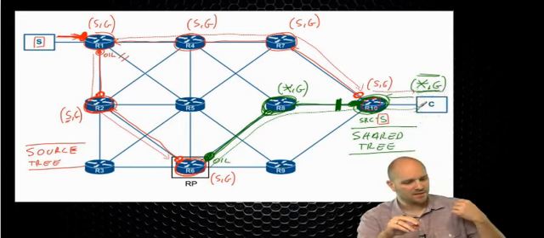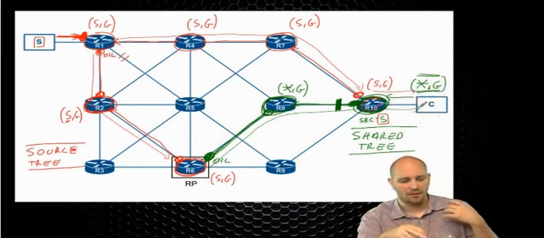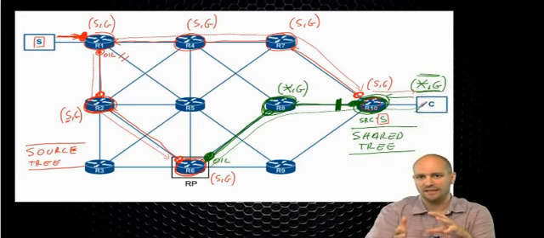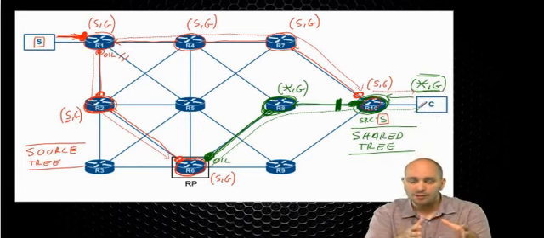It might get some duplicate packets, it might miss a packet or two, but this is something that in multicast, unfortunately, is a fact of life. The clients need to be able to handle this loss of traffic or duplication of traffic.